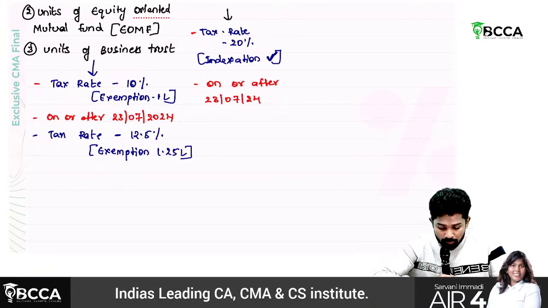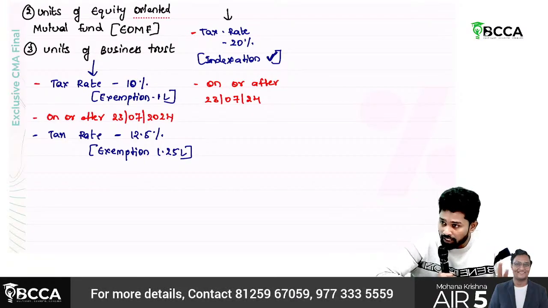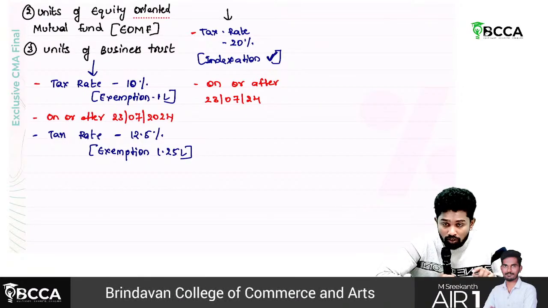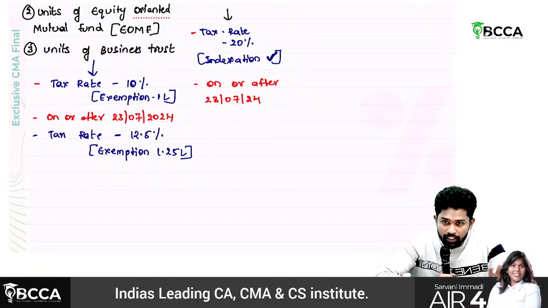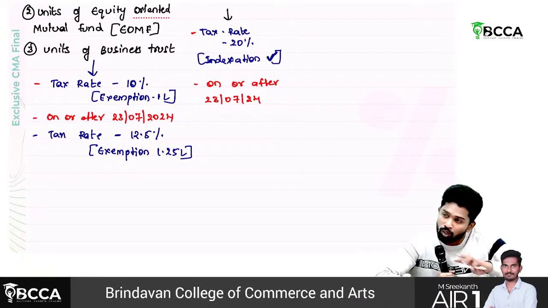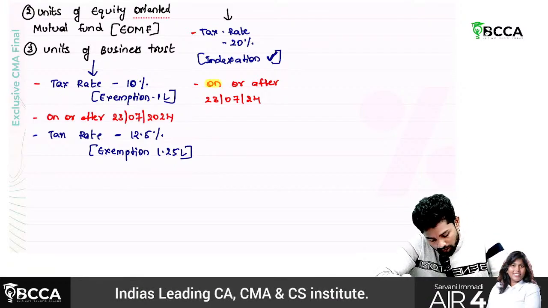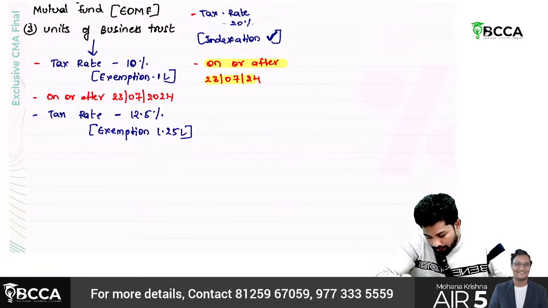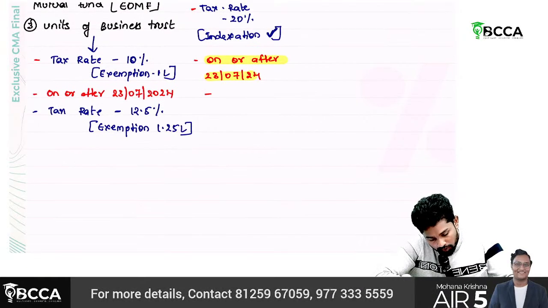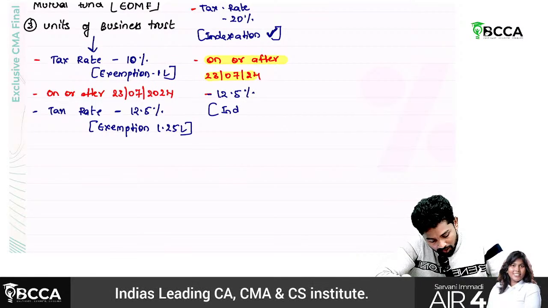Sir, again understand, these points require much more detailed explanation, which we'll discuss again in the capital gains chapter. So don't think everything will be understood here. We are only understanding the rates now. When indexation is available, when it is not available, what the tax rates are, how to compute, all those things we'll learn in the capital gains chapter. On or after 23rd July 2024, one option is 12.5%, indexation not available.